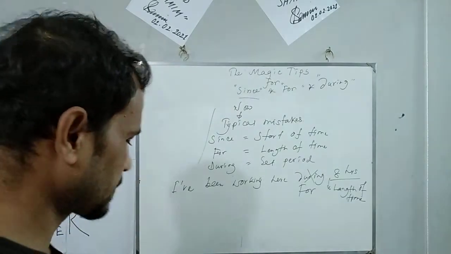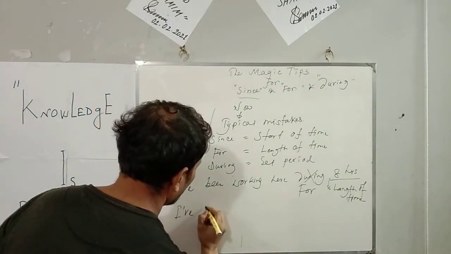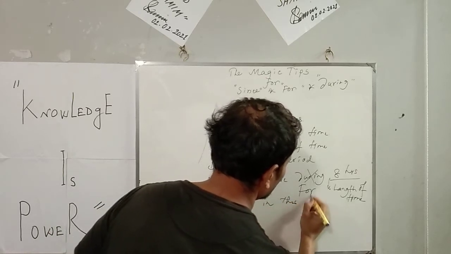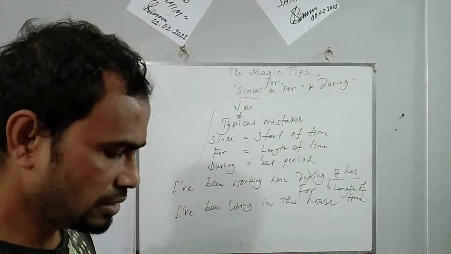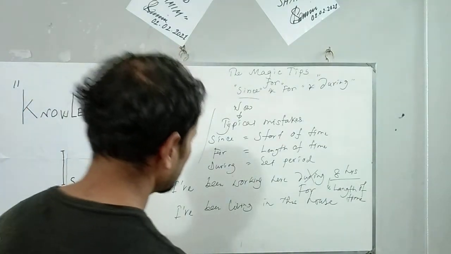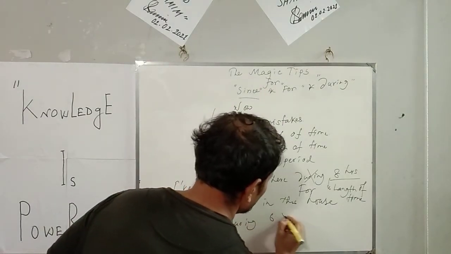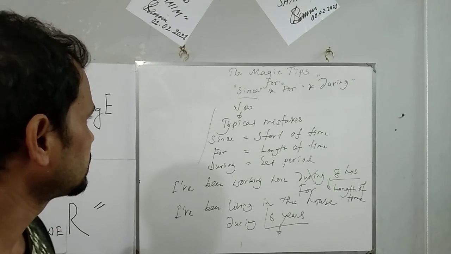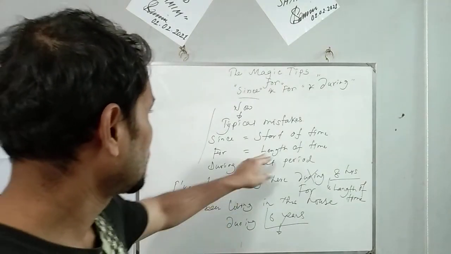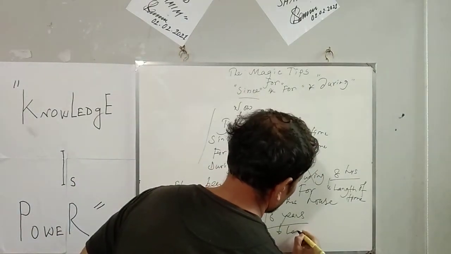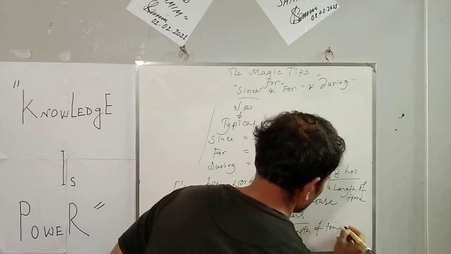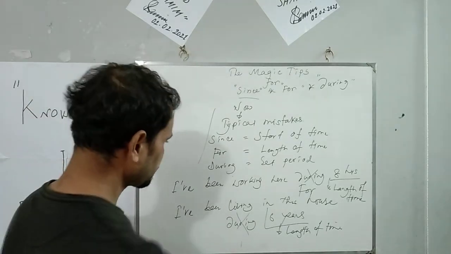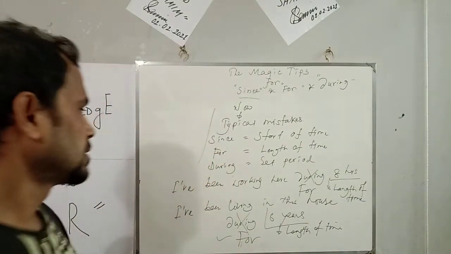I have been living in this house during 6 years. So 6 years, I think already I have told you, is a length of time. Okay. That's why we cannot use during before. We use always for. Okay. For is correct here.